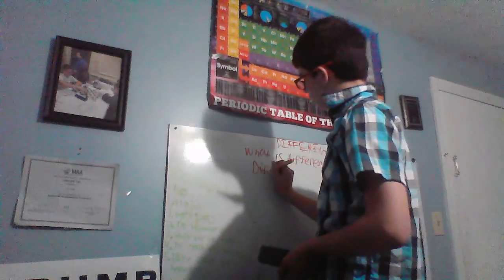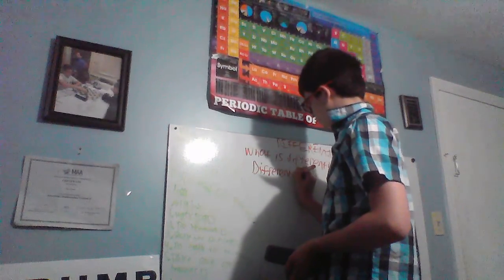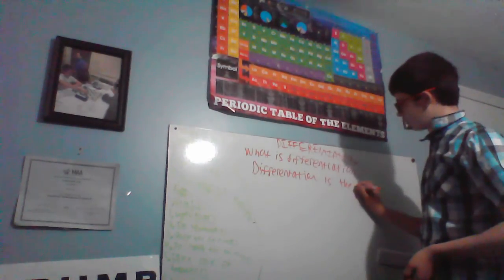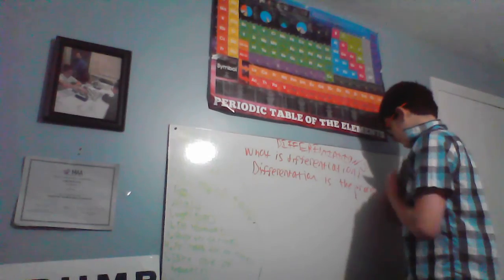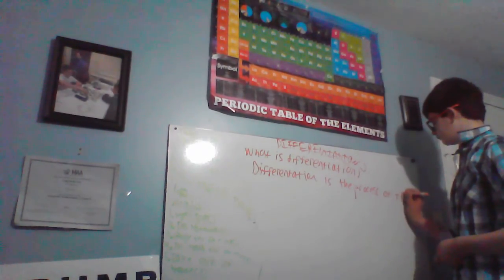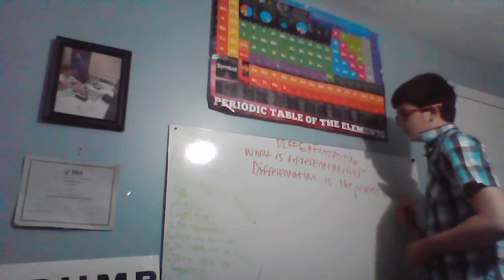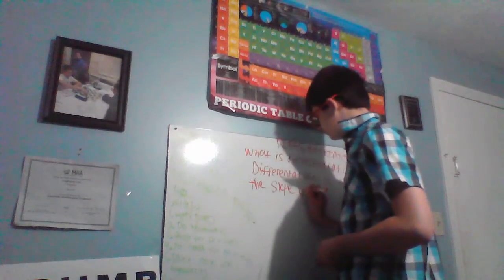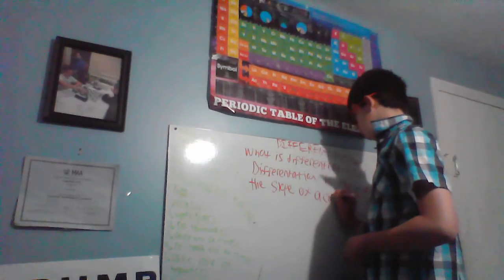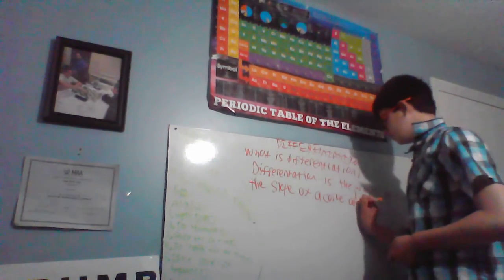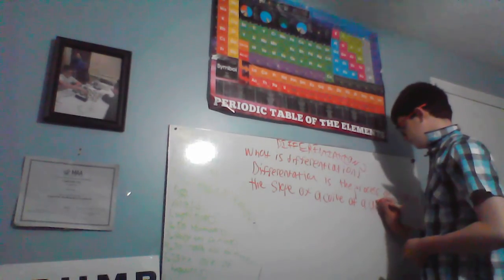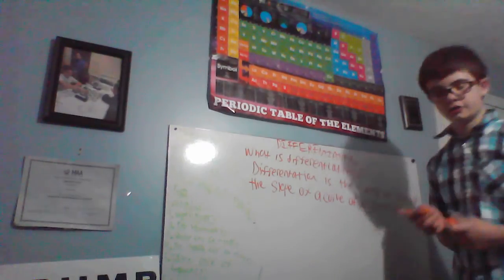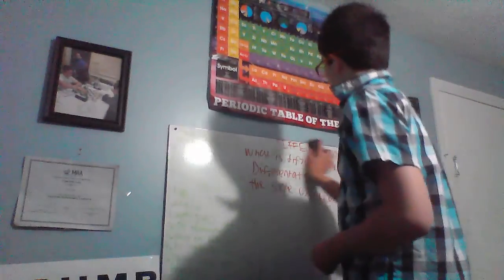Differentiation is the process of finding the slope of a curve at a given point. Right, so that's our definition. So we can erase this now.